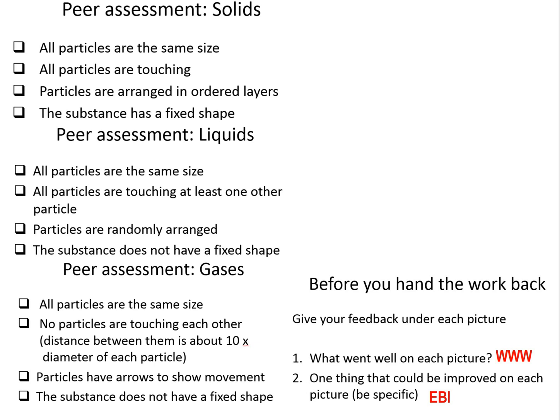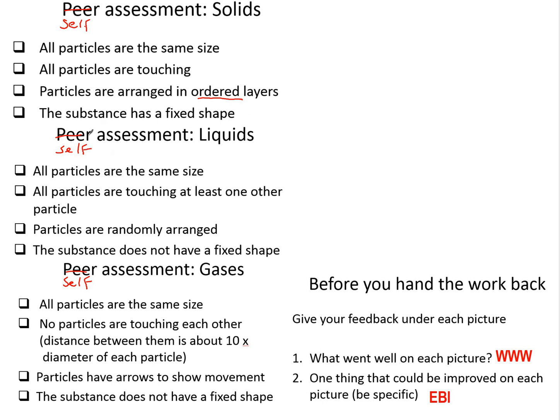Now finally, at the end of the lesson, this would normally be peer assessment because you'd be working together in groups of 3, so this is going to be self-assessment. What I want you to do with your sheet where you described all the level 3, 4, 5 and 6 questions for solids, liquids and gases, I want you to have a look and check, have you covered these things? Have you got that in your diagram all the particles are the same size, all the particles are touching? Are they arranged in ordered layers, not like my diagram earlier, which was rubbish? And the substance has a fixed shape.